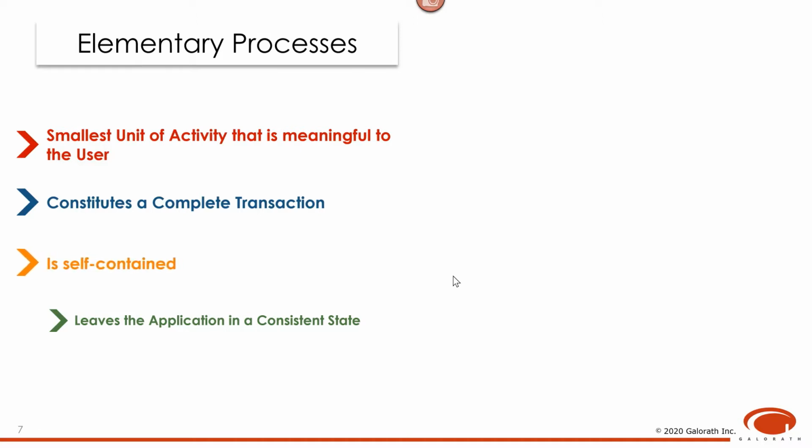An elementary process is also self-contained. This means that all necessary steps, such as validations, calculations, and modifications, are included within the elementary process. Finally, an elementary process leaves the application in a consistent state. This means that once the elementary process has been completed, the application is ready to perform the next action. In other words, the application is not hanging or stopped waiting for something else to happen.